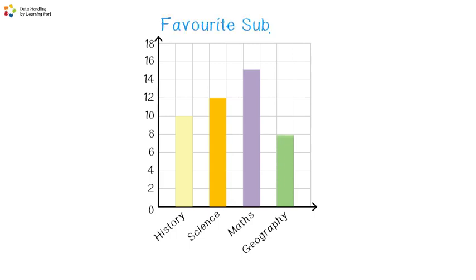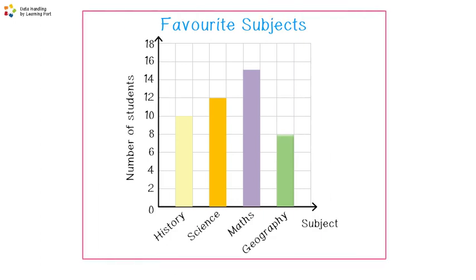Finally, write the title for the bar chart. Name the vertical and horizontal axes. Hence, the bar chart shown gives the information of which subject is favored by how many students.